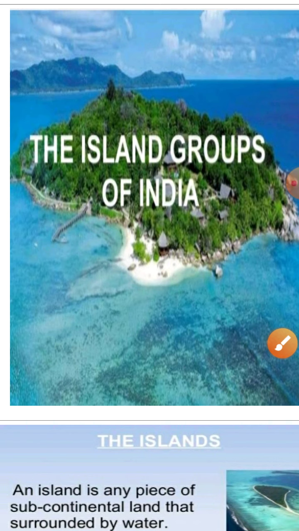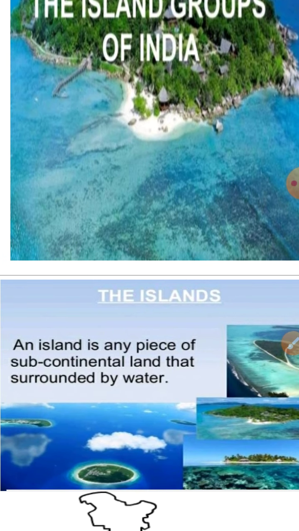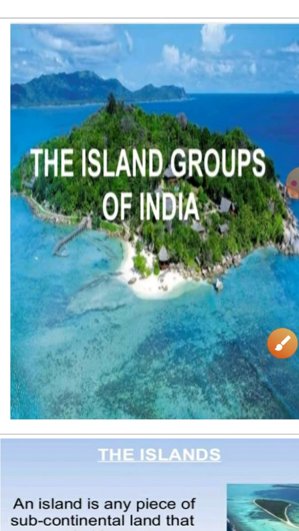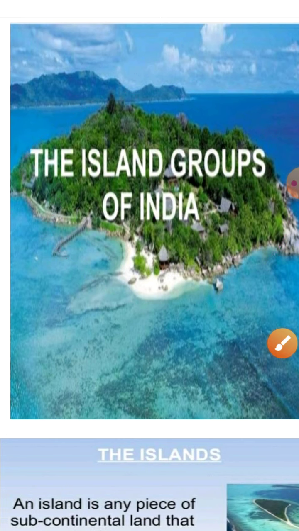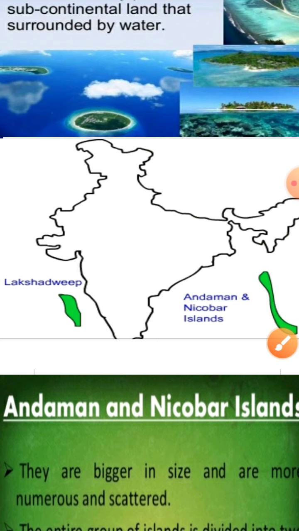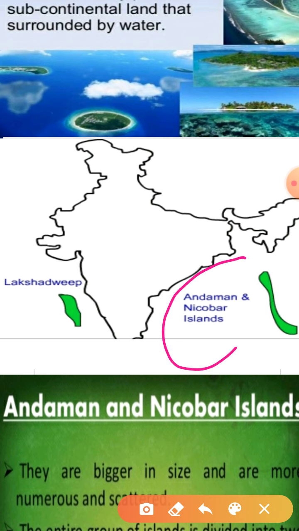Next topic, the island groups of India. First of all we should know the meaning of island. An island is any piece of subcontinent land that's surrounded by water. As you can see in this picture, the island is surrounded by water. There are two island groups found in India. First, in the Bay of Bengal there are the Andaman and Nicobar Islands, and in the Arabian Sea there are the Lakshadweep Islands.